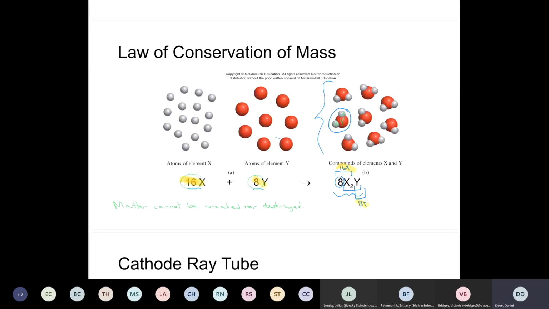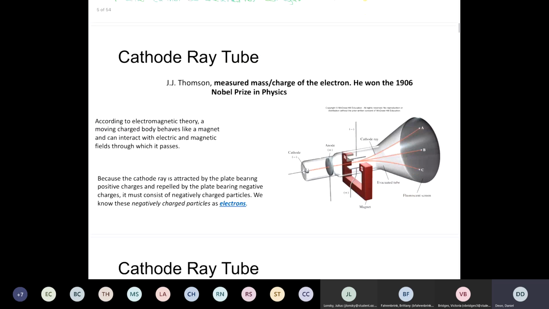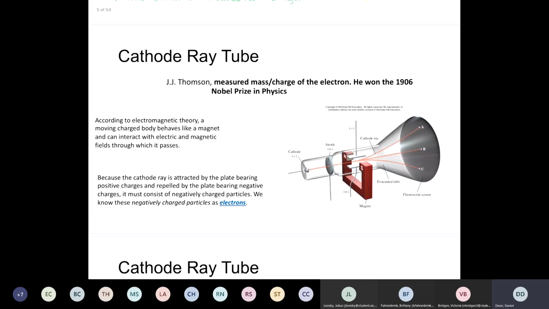Now, we're really going to switch gears here. There are all manner of videos that you can watch on the internet that discuss cathode ray tubes and the history of the cathode ray tube, but I'm just going to go through it quickly here.